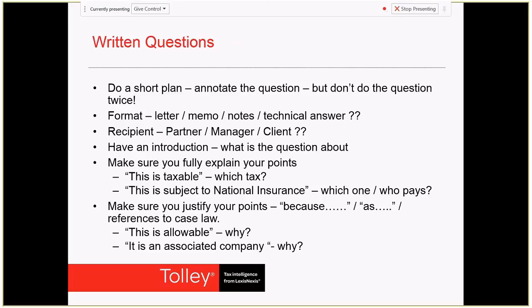And say why you have said that. You get PPR relief because. You can have no personal allowance because. Take it just that little bit further. Even to a partner, think of them as really stupid and you need to really spell everything out to them even though it's a technical answer.